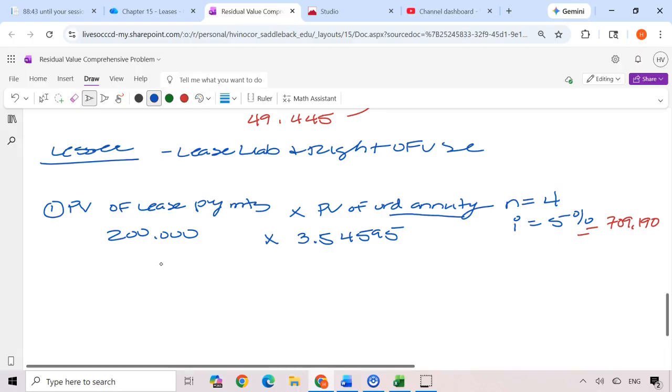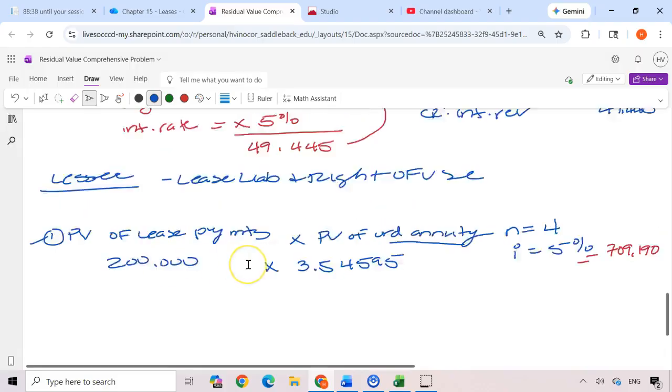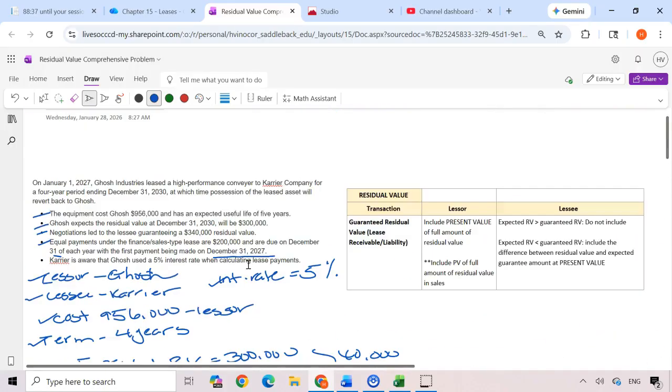If there is no residual value, no bargain purchase option or anything like that, we would book this entry for $709,000. However, there is a guaranteed residual value component to this particular lease. I scrolled up because I have this table right here that shows how to treat the guaranteed residual value from the lessor side and the lessee side, which is what we're going to focus on in this video.